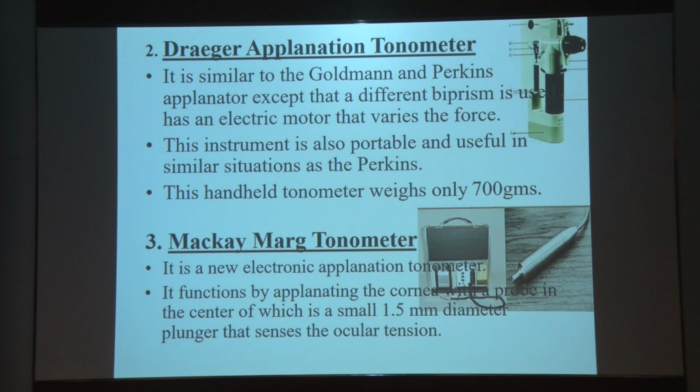The Mackay-Marg tonometer is a new electronic applanation tonometer. It functions by applanating the cornea with a probe in the center of which it has a small 1.5 millimeter diameter plunger that senses the ocular tension.